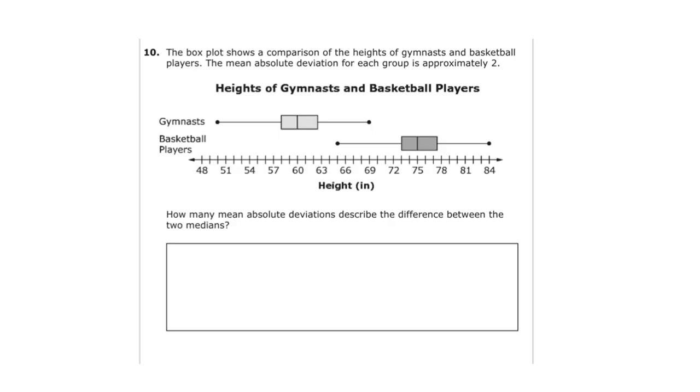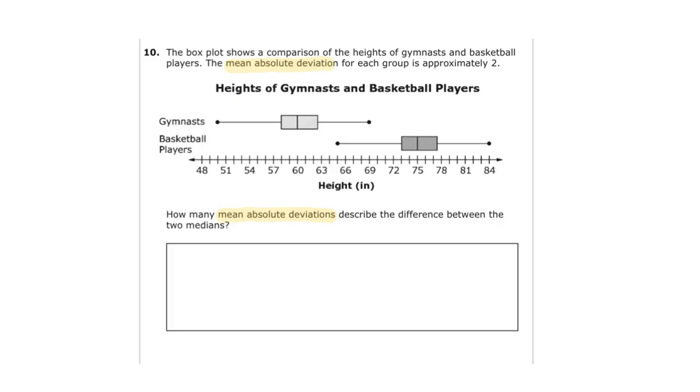Okay, the box plot shows a comparison of the heights of gymnasts and basketball players. The mean absolute deviation for each group is approximately 2. How many mean absolute deviations describe the difference between the 2 medians? Well, of course, there might be a temptation to work with mean absolute deviation, which is its own concept. That's something that I will discuss perhaps later in this video if it comes up again and if we need to discuss it.